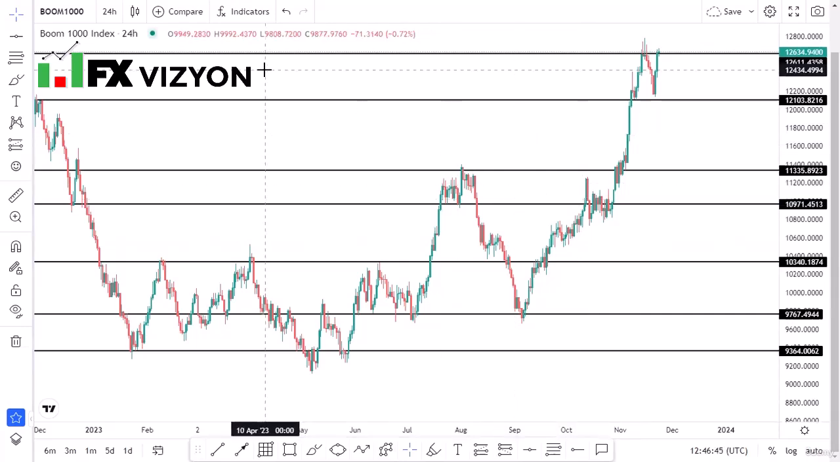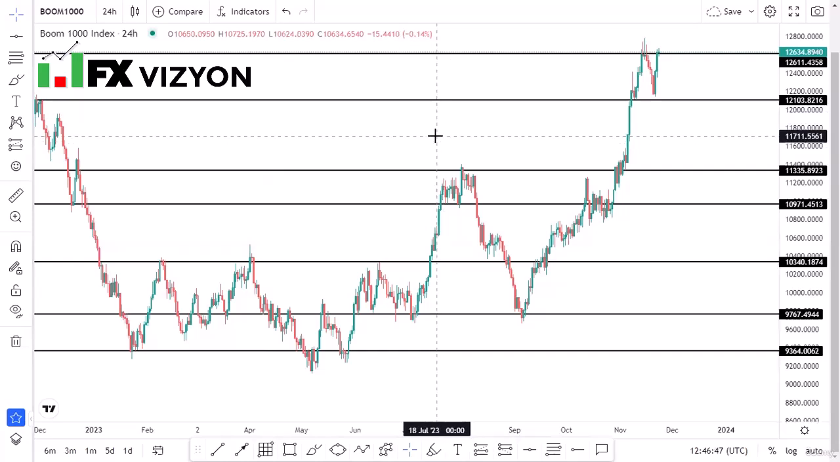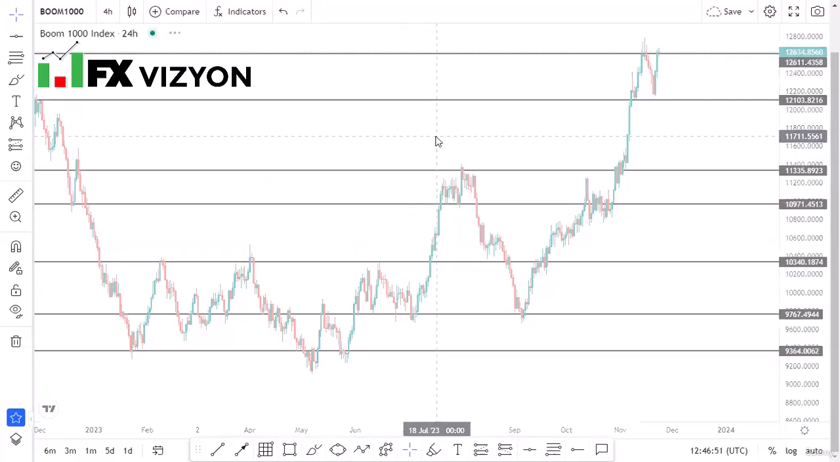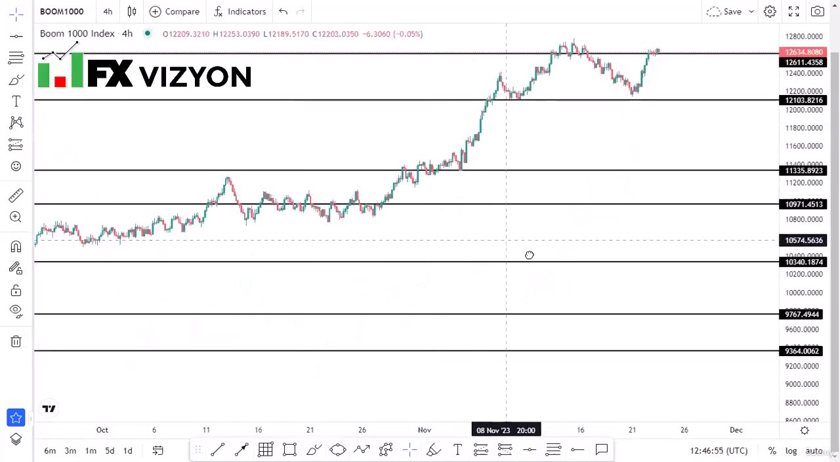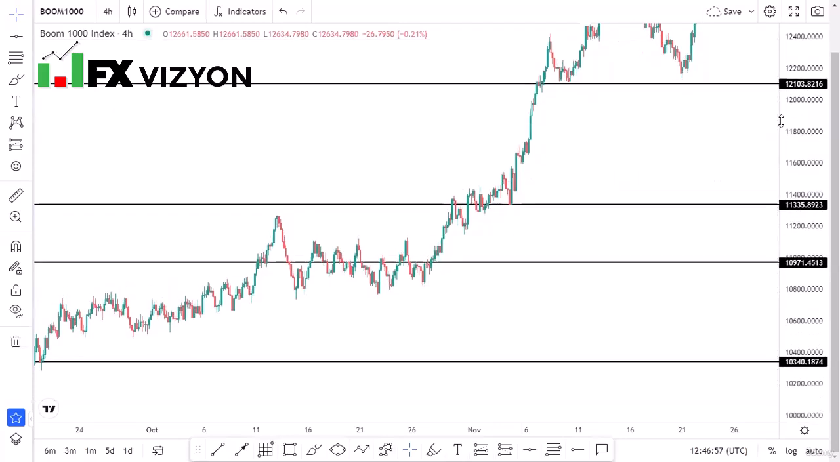Now, after we have our area of interest mapped out on the higher time frame, let's see if we can see something on a lower time frame like the H4 time frame. So let's see what the market is going to show us. So there we are.